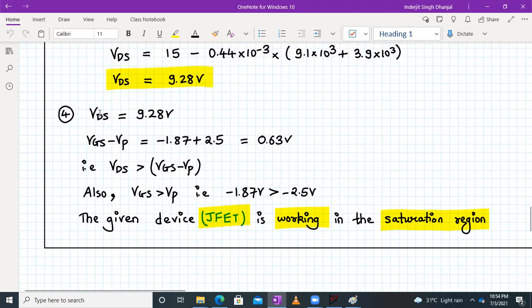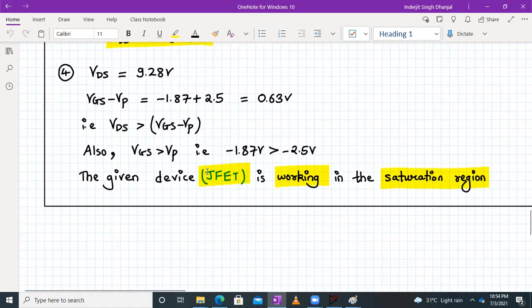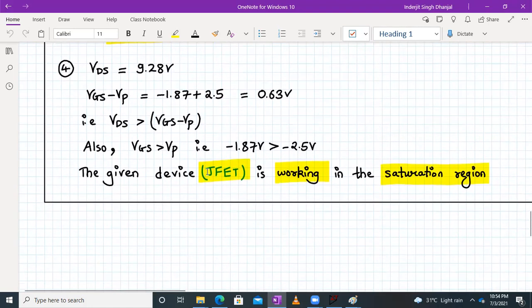So since VDS is 9.28, which is greater than VGS minus VP. What is VGS minus VP? VGS is minus 1.87 and VP is minus 2.5. So VGS minus VP will be 0.63 volt. So indeed the VDS is greater than VGS minus VP. And also the VGS is greater than VP. Minus 1.87 is greater than minus 2.5. So since these two conditions are satisfied, the given JFET device is operating in the saturation region.